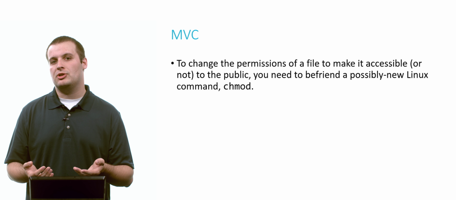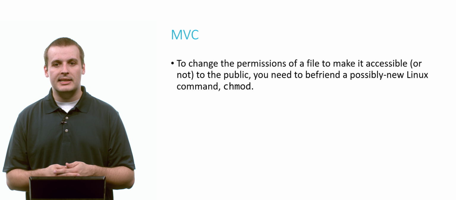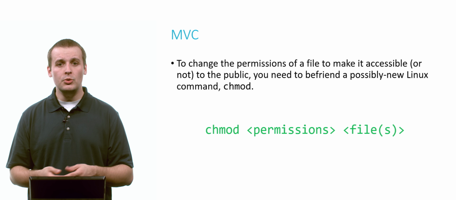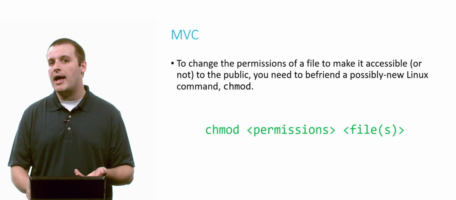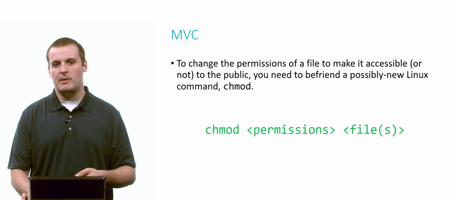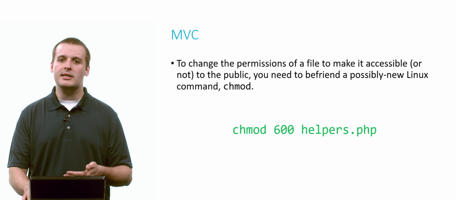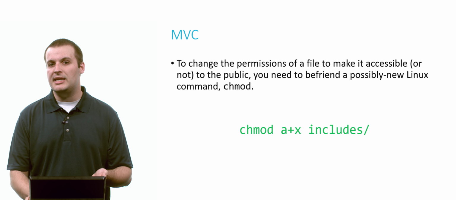How do we change permissions so that things can or cannot be seen? The way we do this typically is to use a Linux command called chmod. To do this, the format is pretty simple. Chmod, permissions, and whatever file you want to apply that change to. So maybe you'd see something like this, chmod 600 helpers.php. Or maybe you'd see this, chmod a plus x, the includes directory. What does this mean, though?